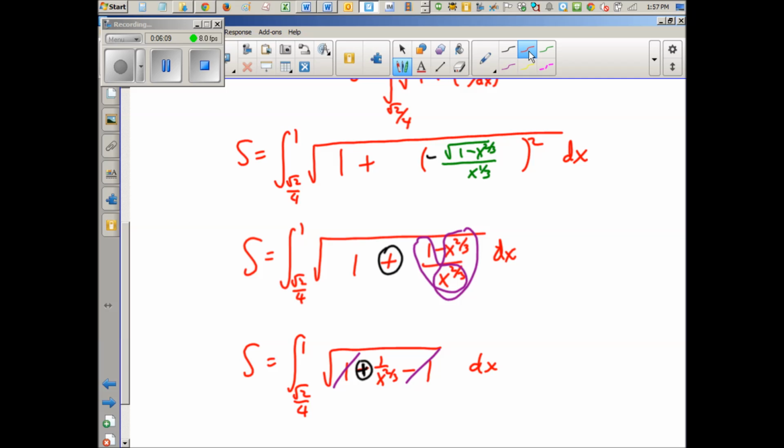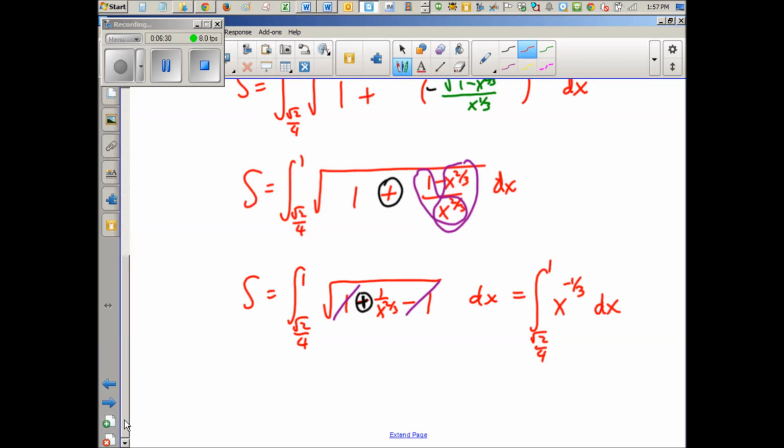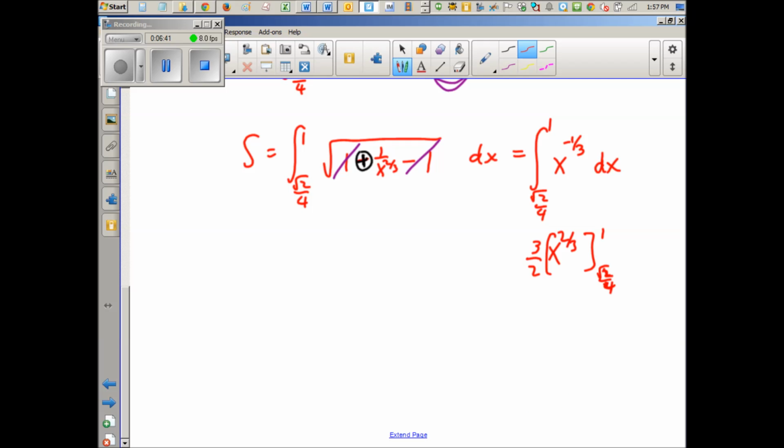You're going to basically have this integral. You're going from root 2 over 4 to 1. And this is basically 1 over x to the 1/3. Or you could just think of that as x to the minus 1/3. I'll write it that way. dx. And you'll just solve this by adding a power. So adding 1 to the power gives us x to the 2/3. Put the reciprocal out front. Plug in the root 2 over 4 and the 1. We're going to subtract.